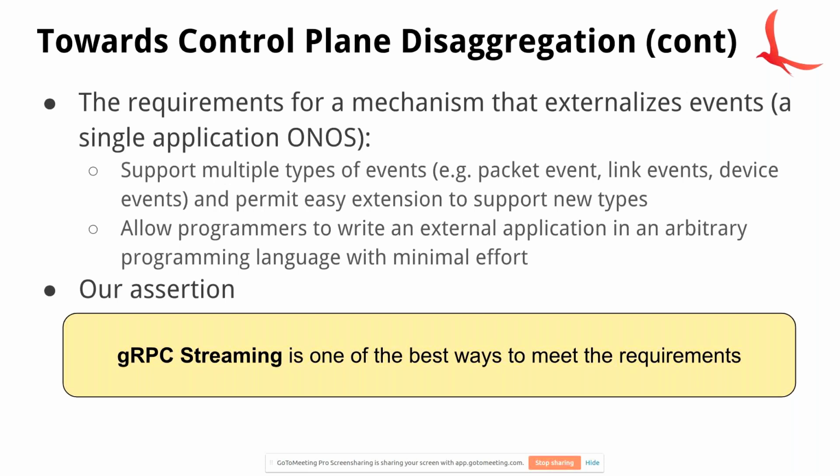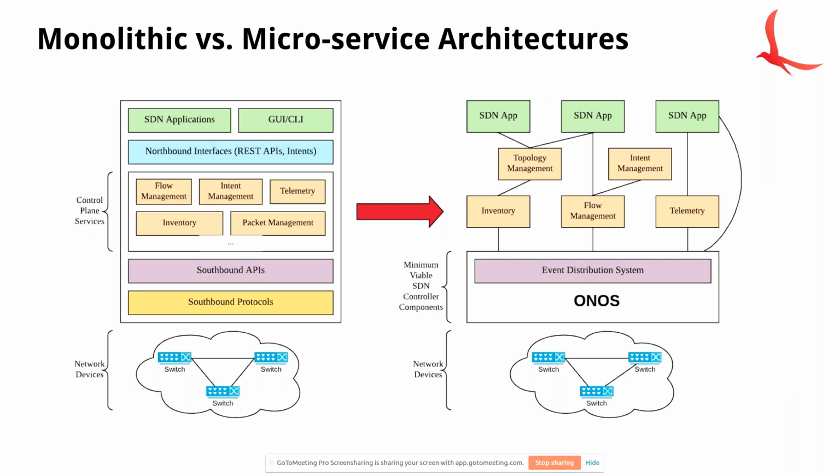So if we equip the controller, for example, ONOS in this case, with an event distribution system, we will be able to implement most of the applications, reactive-based or proactive-based, outside of the SDN controller.